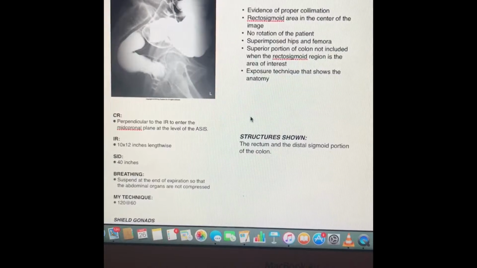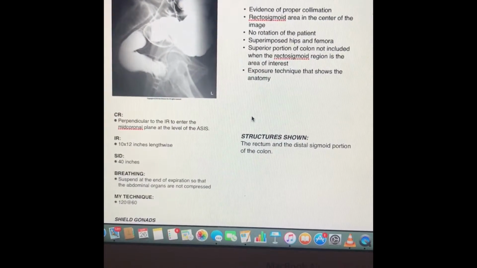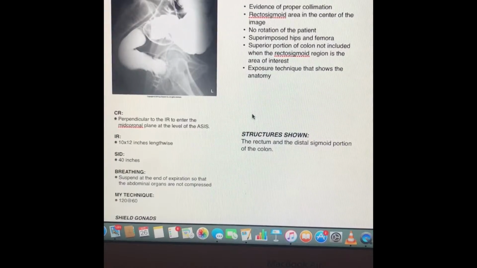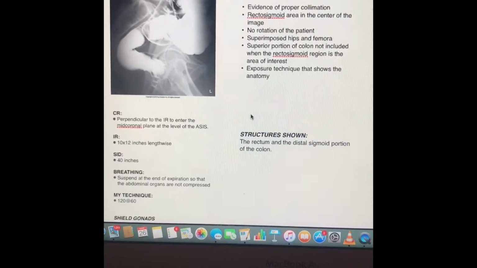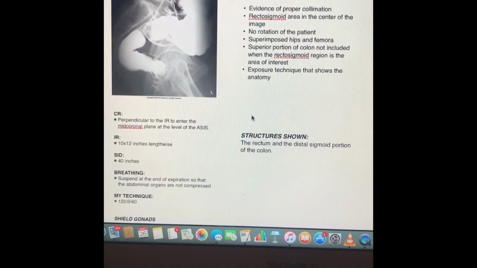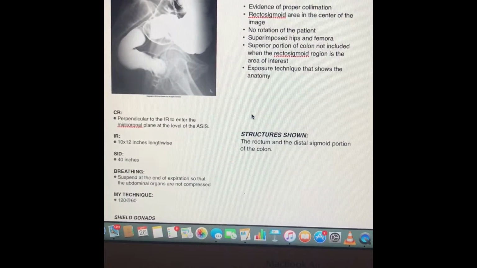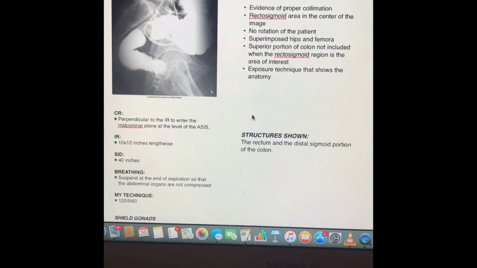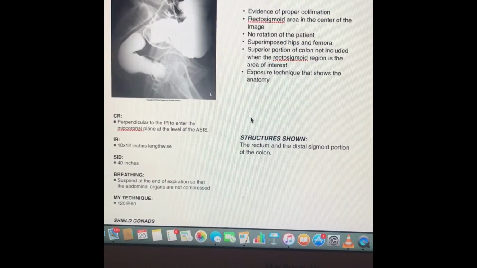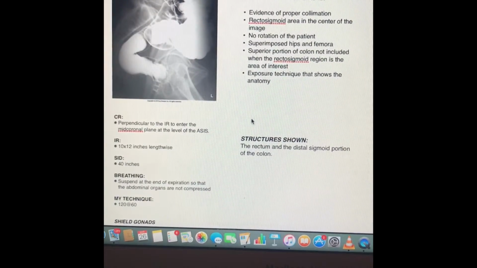Merrill's evaluation criteria for this projection is evidence of proper collimation, rectosigmoid area in the center of the image, no rotation of the patient, superimposed hips and femora, a superior portion of colon not included when the rectosigmoid region is the area of interest, exposure technique that shows the anatomy.